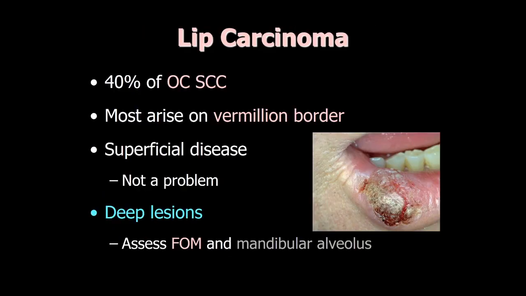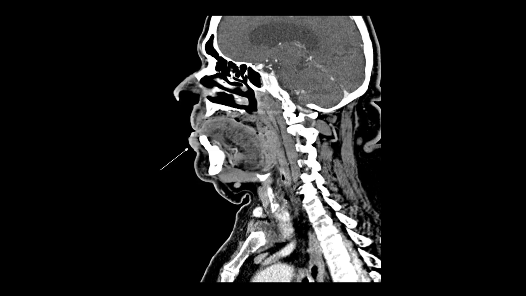So starting off with the lip. Lip carcinoma accounts for 40% of oral cavity cancer. Most arise along the vermilion border of the lip. Superficial disease or very small superficial disease is usually not imaged. For larger lesions, however, we do need to carefully assess the status of the adjacent bony mandible.